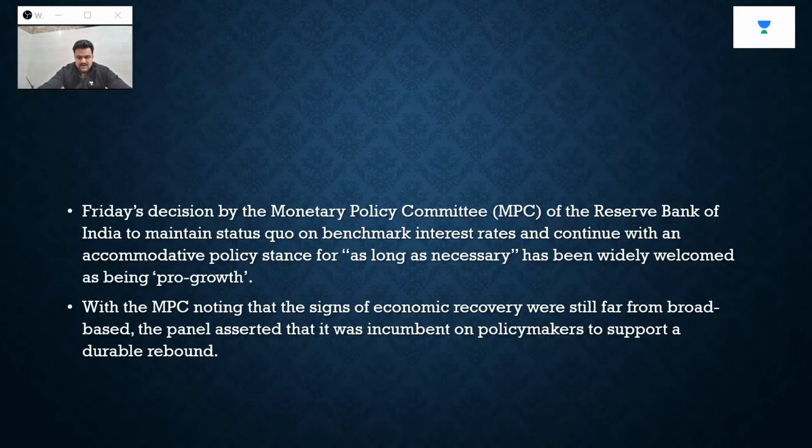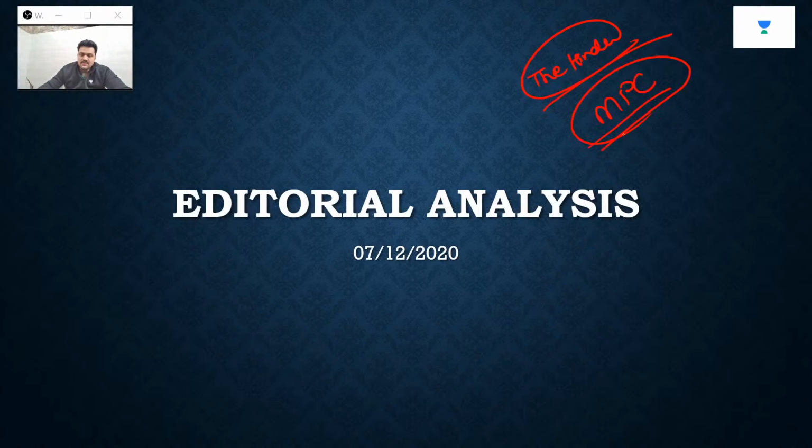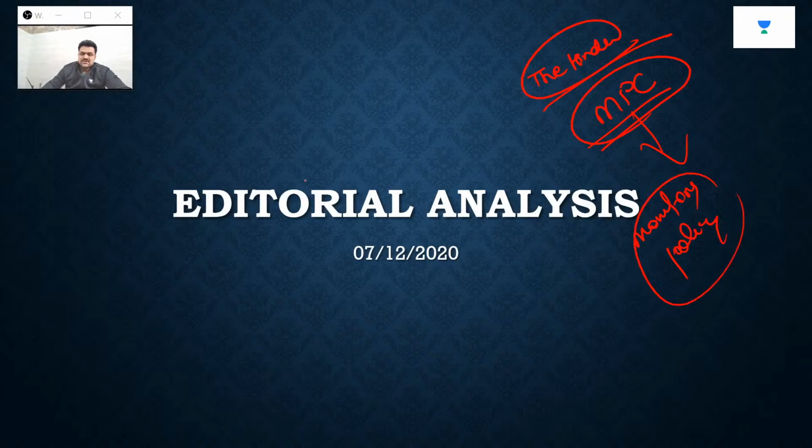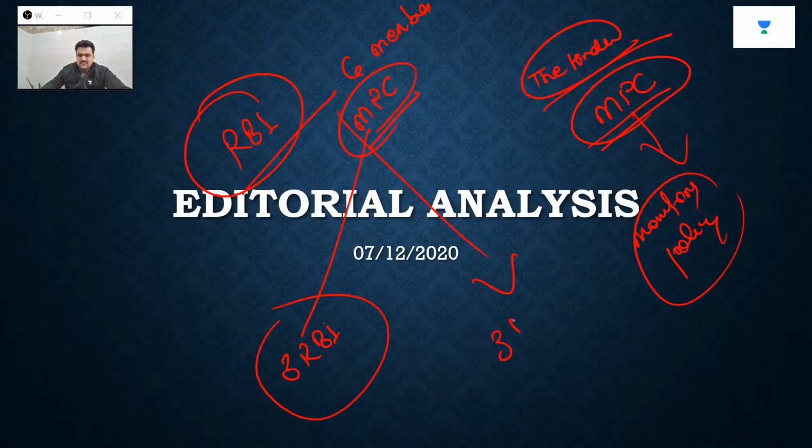Okay, so let us start our analysis. Today the editorial that I have chosen is from the Hindu newspaper, and it is about the decision taken by the Monetary Policy Committee. It is a committee which is responsible for formulation of monetary policy. Earlier it was done by RBI alone, but now it is done by a 6-member Monetary Policy Committee. In this Monetary Policy Committee, there are 6 members, 3 are from RBI, and 3 members are government nominees.